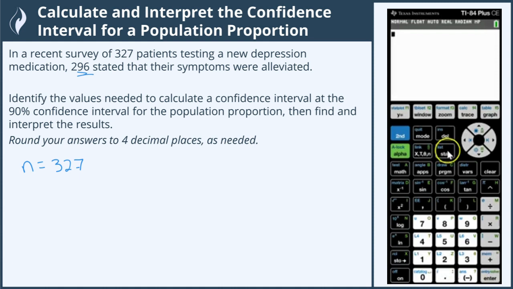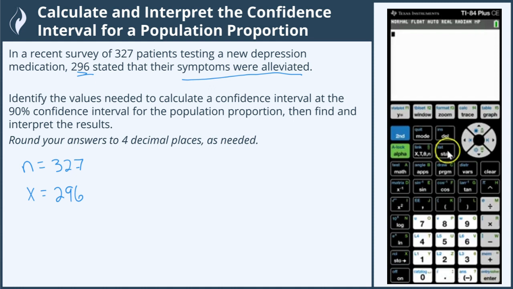296 of them stated that their symptoms were alleviated. We'll call that the number of successes, 296. Notice this is X and not X bar. This is X, the number of successes, not X bar, a sample mean. Don't confuse your notation. So success here is basically defined that the symptoms from this medication were alleviated, okay?